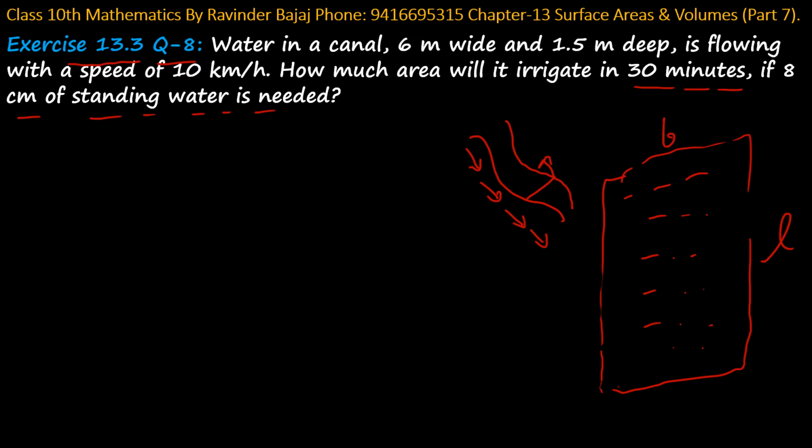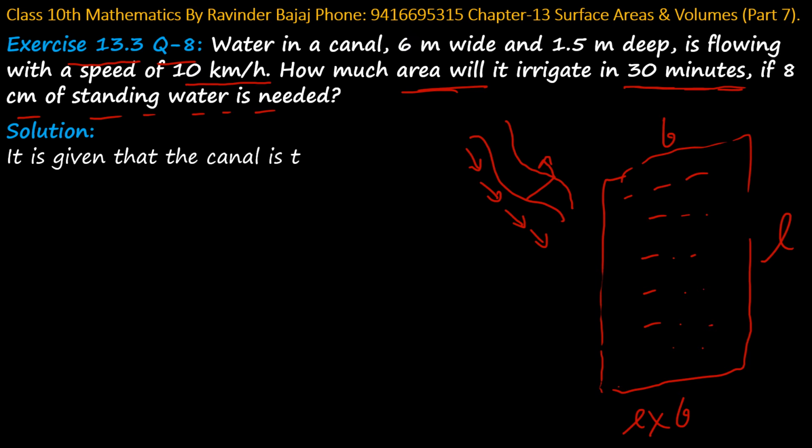So water in a canal 6 meter wide and 1.5 meter deep is flowing with the speed of 10 kilometer per hour. How much area will be irrigated? Area means length into breadth. We have to find length into breadth. And standing water is required 8 centimeter. In how much time? In 30 minutes. So let's see the solution here.